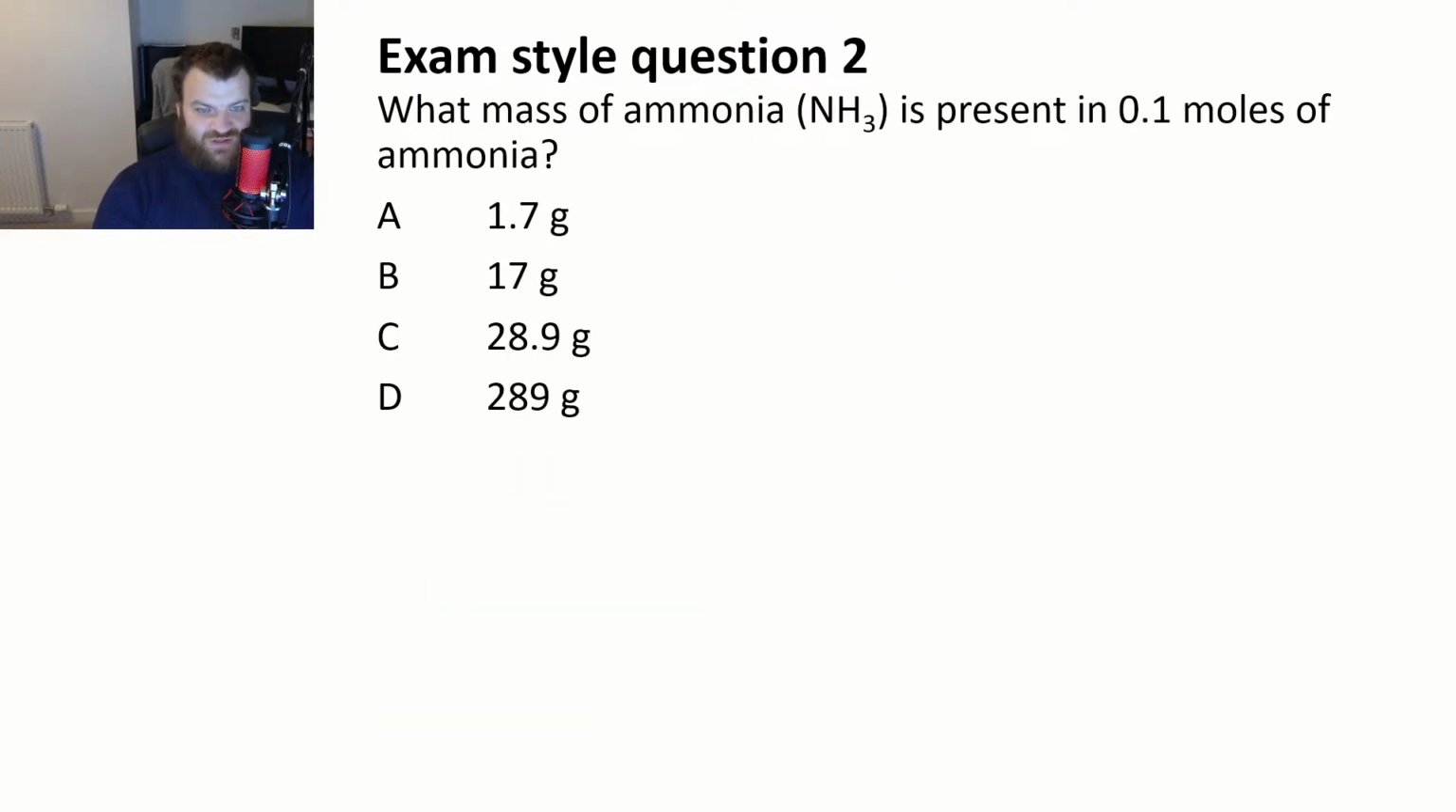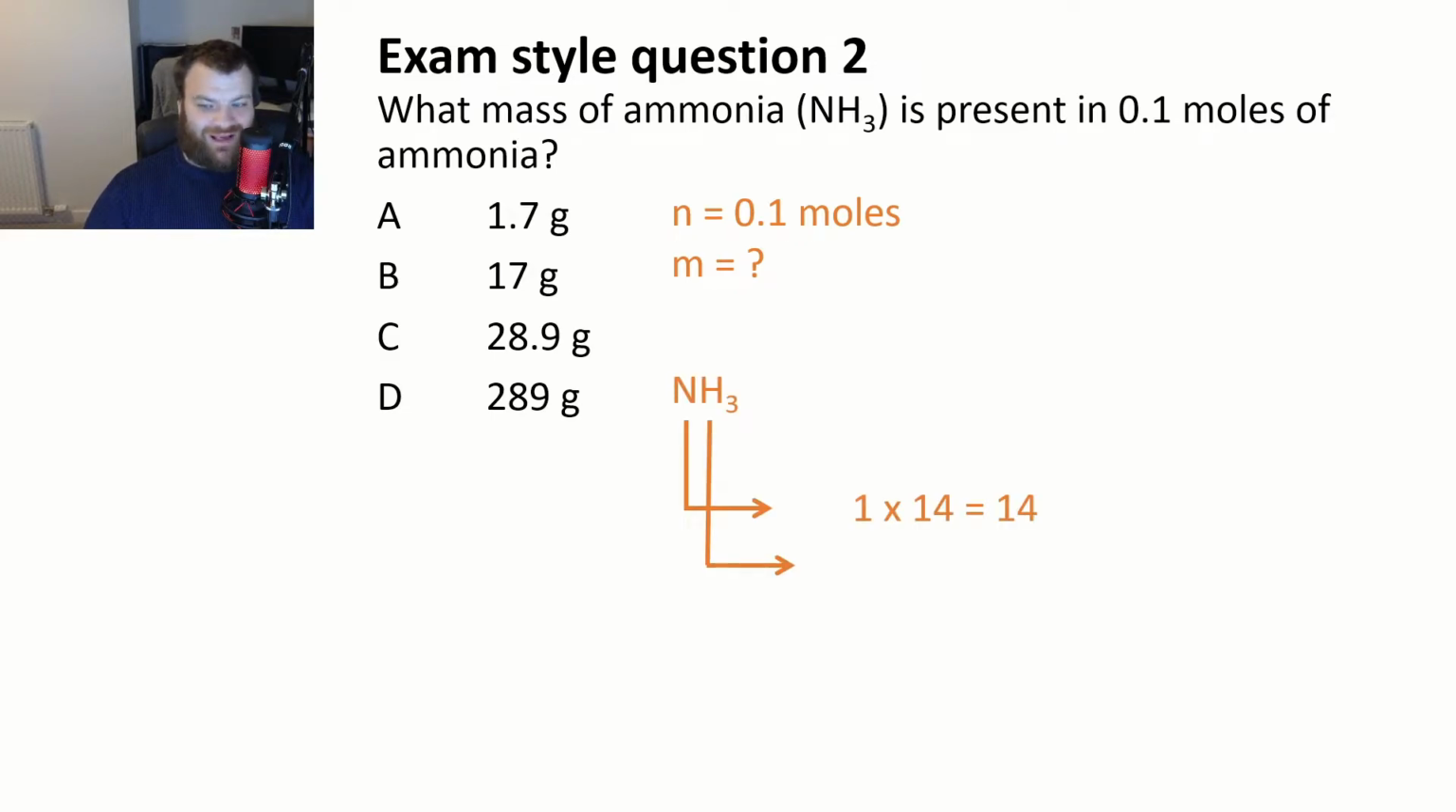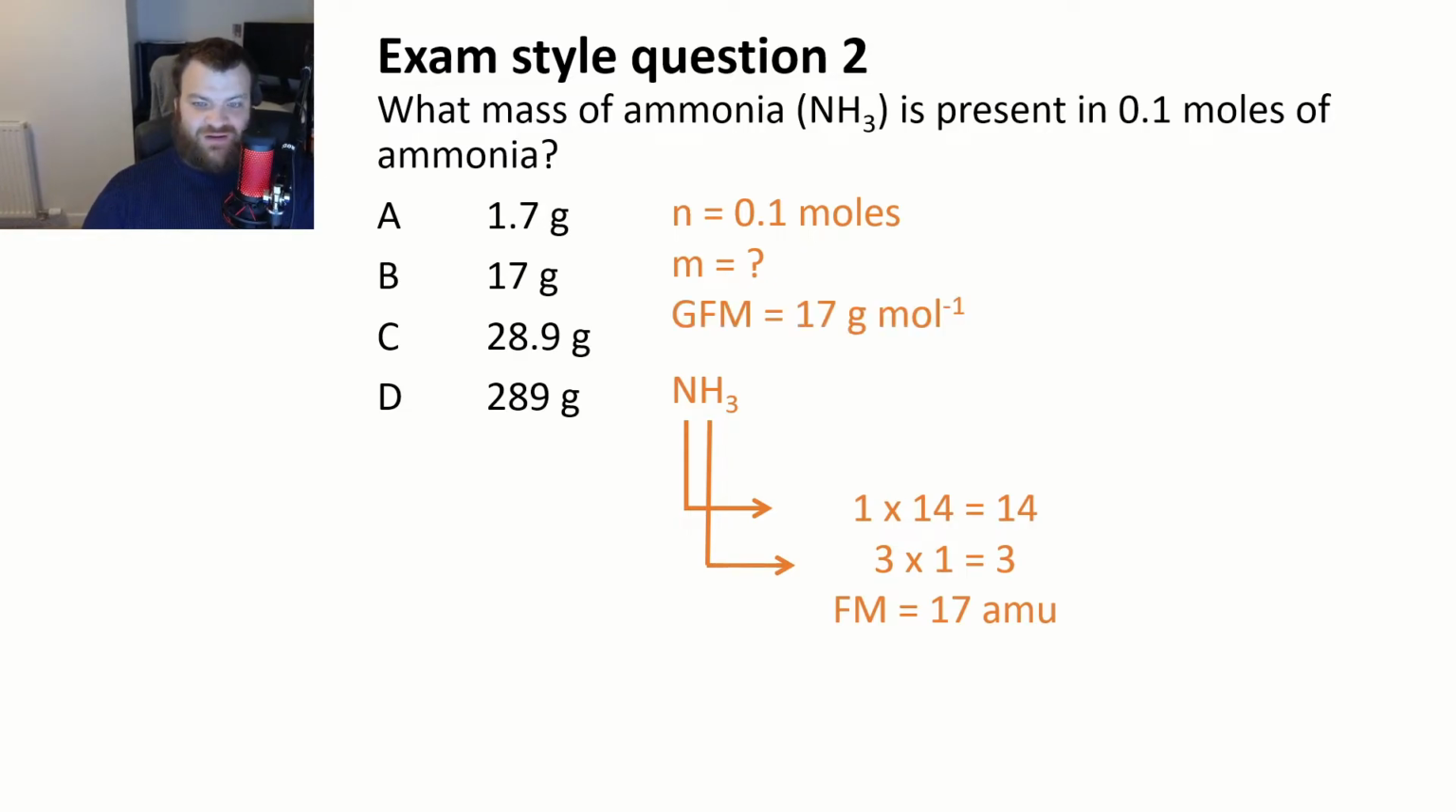In this question, we're asked about the mass of ammonia present in 0.1 moles of ammonia. Look at what we're given. So we're given our number of moles. We want to work out our mass. We can work out the GFM. 1 nitrogen has a mass of 14. We have 3 hydrogens, which is 3 times 1, giving us a formula mass of 17. Our GFM then is 17 grams per mole.